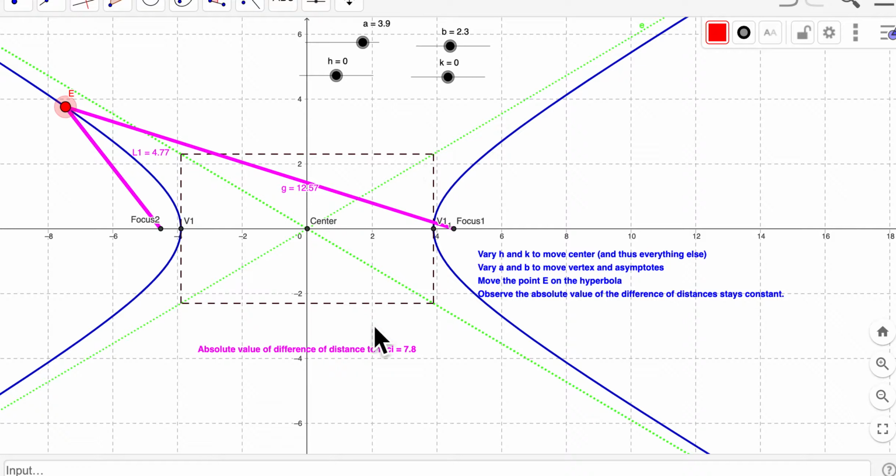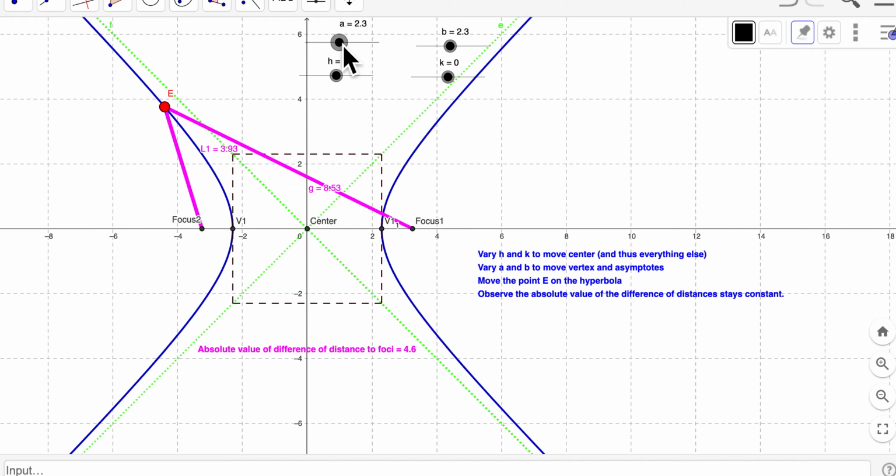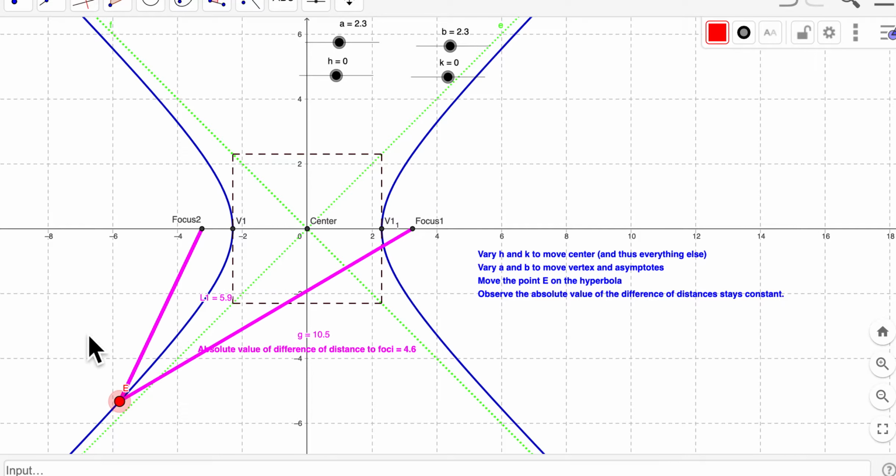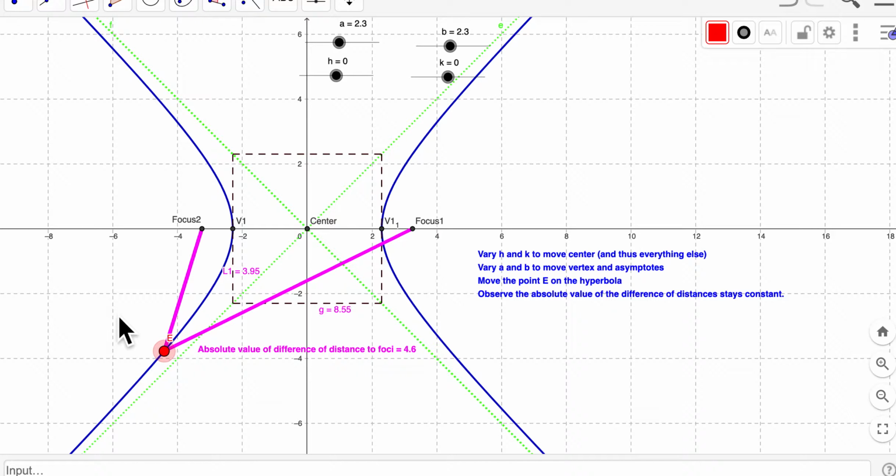The difference of these will always equal double your A value. So that's 2A, right? So 3.9 times 2 is 7.8. That's why my B value moving is not going to change it. But my difference, so let's do an easy number here. If I move this to about 4 and about 9, so about 8.6, 8.6 minus 4 is 4.6. Okay? So the point is that the difference between these will always remain the same.